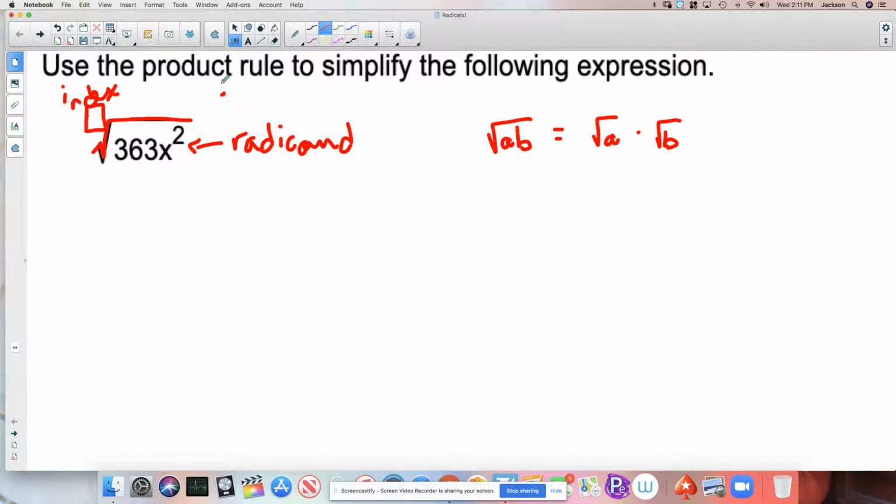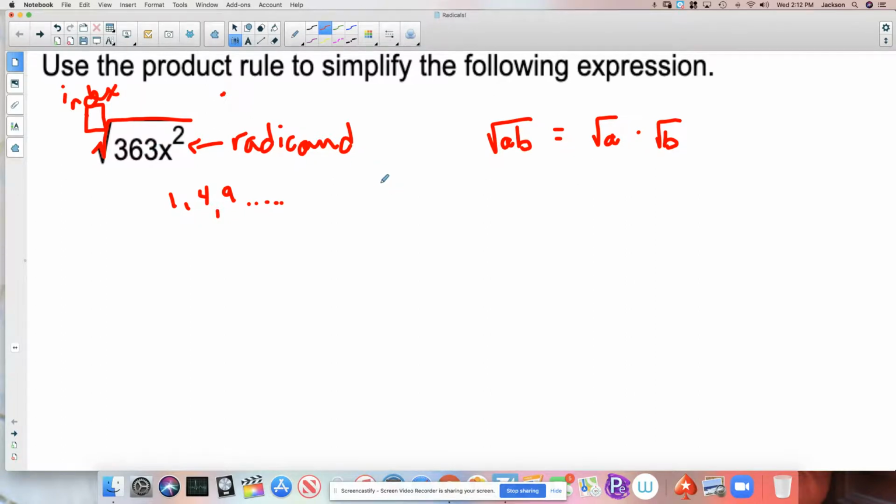When this says use the product rule to simplify the following expression, because it's a square root, it helps to know your perfect squares, as many as you possibly can. There's really no way of getting around it other than just memorizing them as high as you can. We're talking about these numbers: 1 squared is 1, 2 squared is 4, 3 squared is 9, and so on, as high as you can go. 363 is not one of these perfect squares.